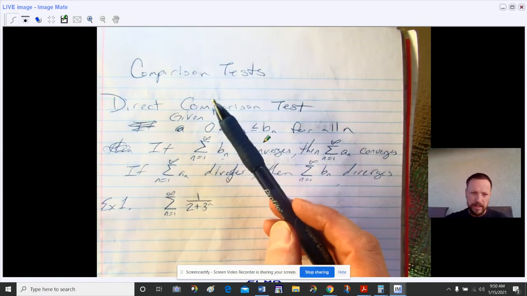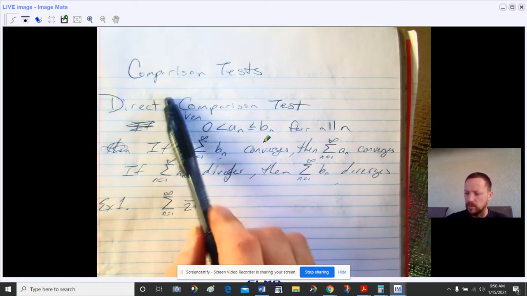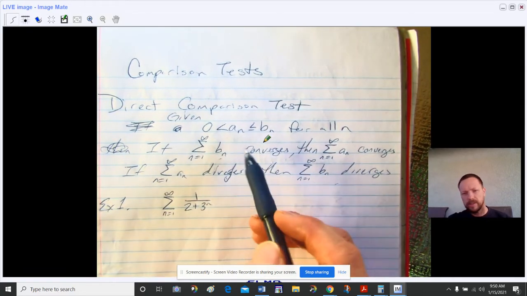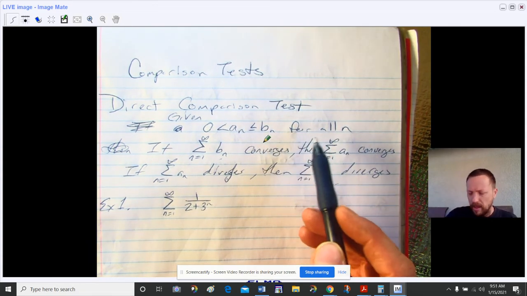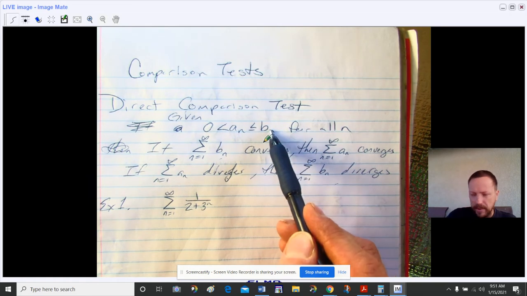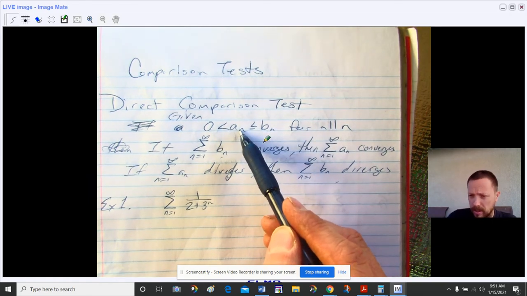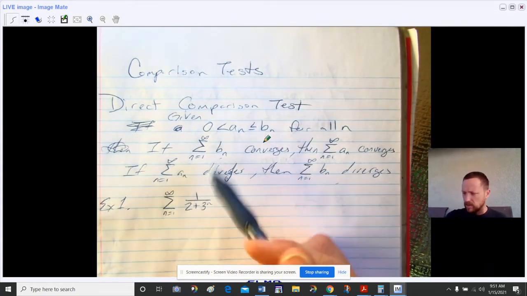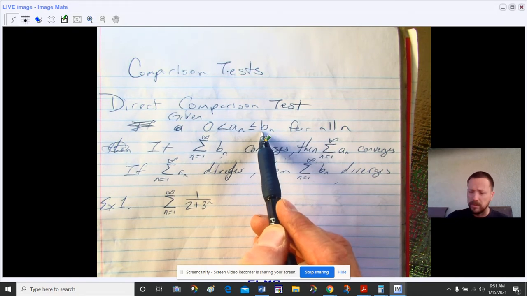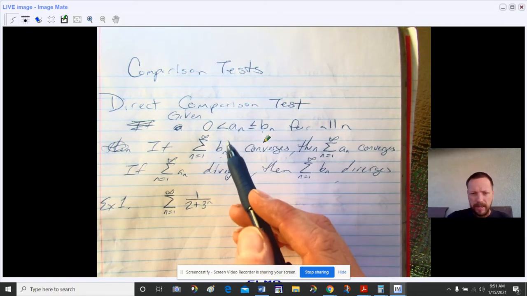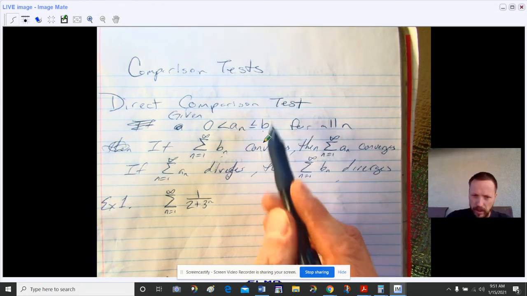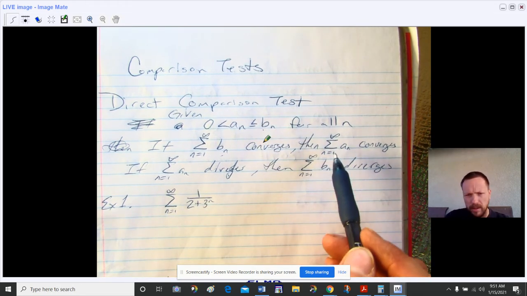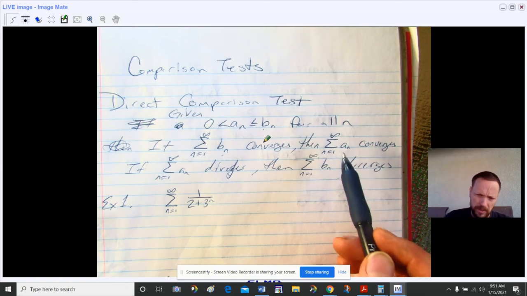We have comparison tests we're talking about today. First of all, we're going to start talking about the direct comparison test. The idea is that we're going to compare two different series directly. One of them, all the terms are going to be greater than all the terms in the other one. So each term that pairs up in B will be either greater than or equal to all the terms in A. And the idea is if we know that the greater series converges, then the logical conclusion is that the lesser series will also converge.